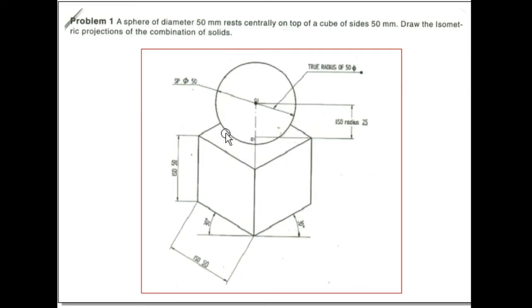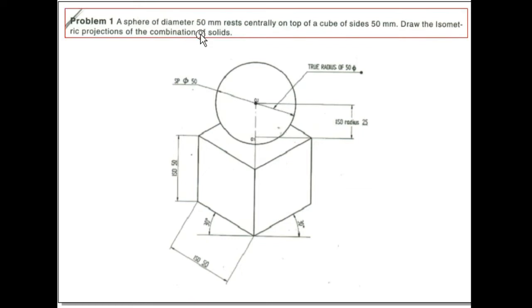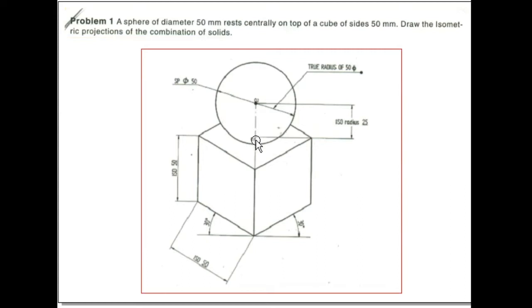At the midpoint of the top surface, an iso radius has to be considered. So what does iso radius mean? What is the diameter of the sphere? The diameter is 50 mm. Then what would be the radius? The radius is 25 mm. So iso radius of 25 means 25 into 0.816, that is 20.4 mm. A length of 20.4 has to be taken.